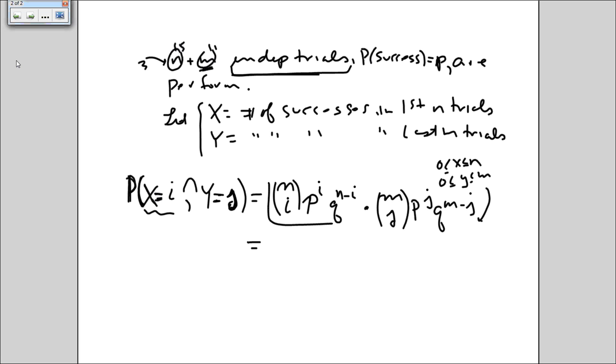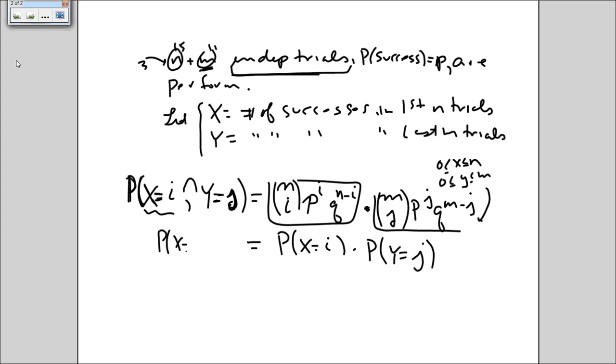This here is nothing more than the probability that X is I, times this, which is nothing more than the probability that Y is J. That is just copying the left side. That is, this probability is equal to this probability. But by definition of independence, X and Y are independent, just by the very definition.